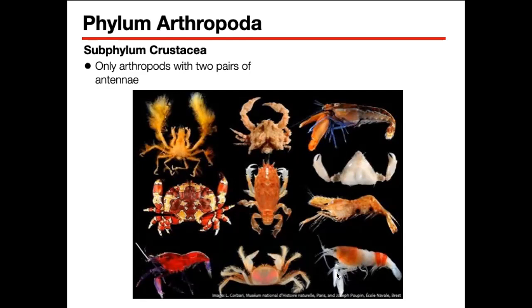Apart from the 2 pairs of antennae, you also have here the pair of mandibles, the compound eye, which is usually on a stalk, and 2 pairs of maxillae. And of course, the body segmentation, which is peculiar to arthropods. They usually respire via gills, gill slits on their sides.